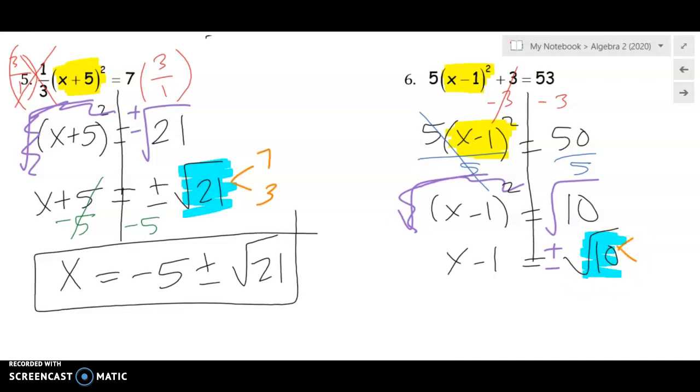So what numbers multiply to 10? 5 times 2 comes to my mind. 5 doesn't break down anymore, so I'm stuck. 2 doesn't break down anymore, so I'm stuck. So again, that's as low as I can go for that one.